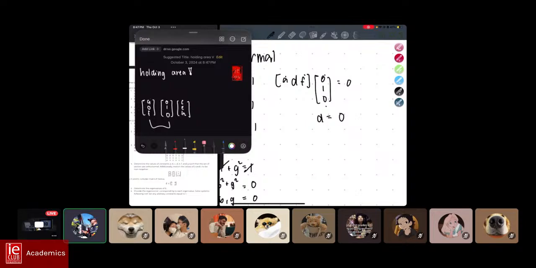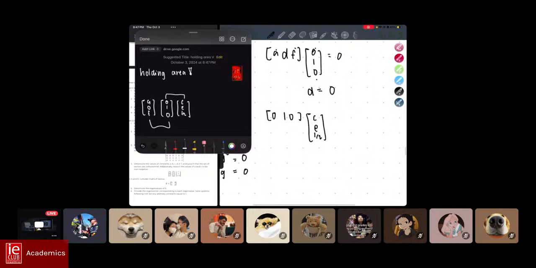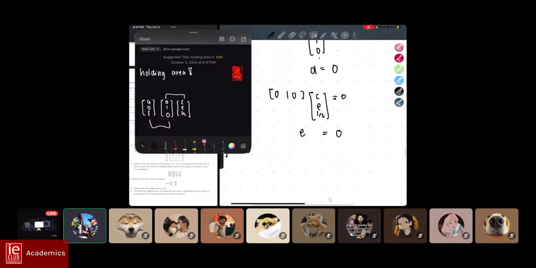Okay. So let's move on muna since we can't do any more between the two. Ito naman. Let's multiply 0, 1, 0 with C, E, 1/2. Okay, so same thing here. We don't have any information sa C. Sa E though, meron. E times 1 is E, has to be equal to 0. So now we also know this is 0.